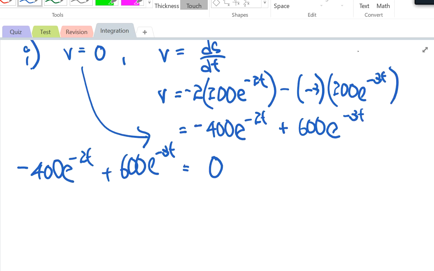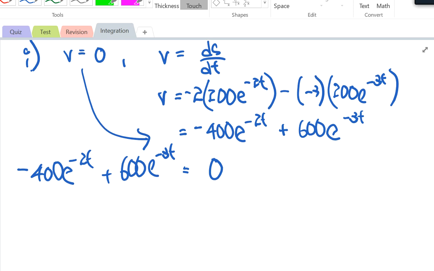I'm going to give you a challenge. Can anyone please show me how to solve and find the value of t here? I give you 1 minute. All right, give yourself 1 minute. How to find the value of t when the velocity is equal to 0 because it is resting. Then I'll ask someone.